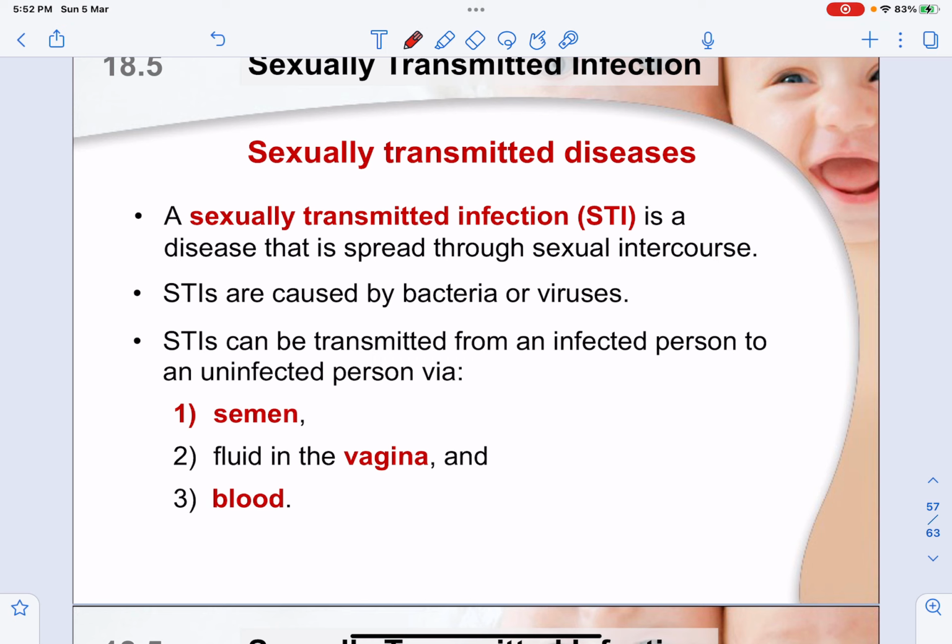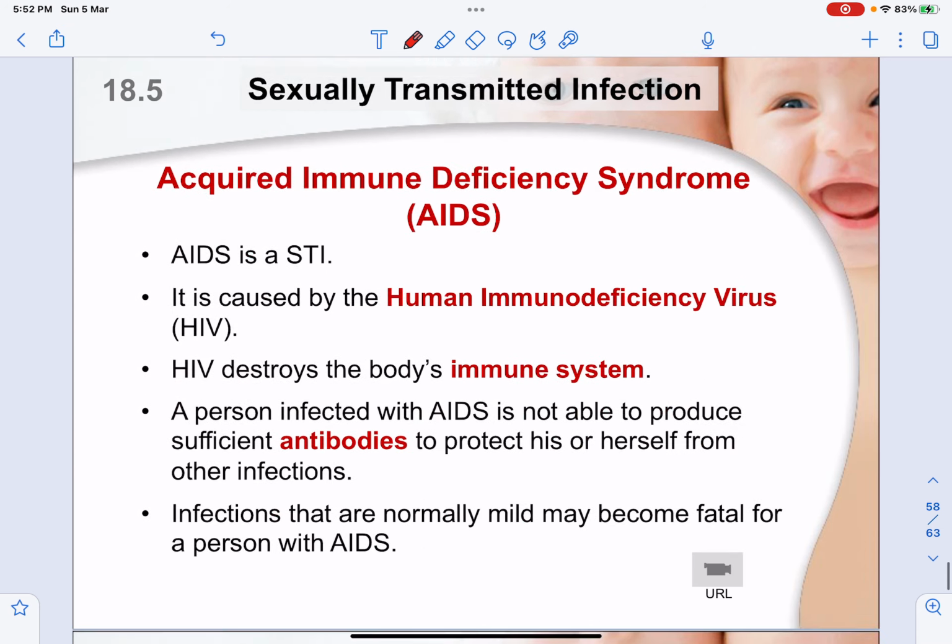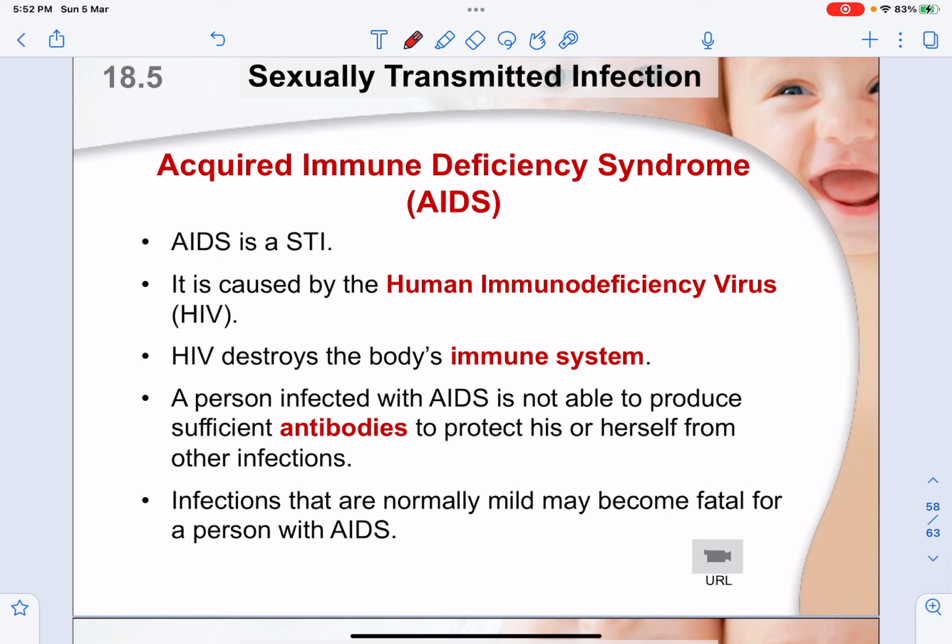These STIs can be transmitted from an infected person to an uninfected person via the semen, fluid in the vagina, and blood. AIDS is an example of an STI, and this is caused by the human immunodeficiency virus, the HIV. The HIV will destroy the body's immune system, and a person infected with AIDS is not able to produce sufficient antibodies to protect himself or herself from other infection. In this case, infections that are normally mild may be fatal for a person with AIDS.